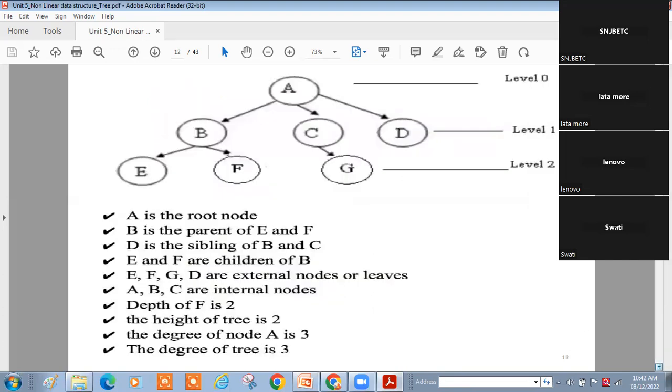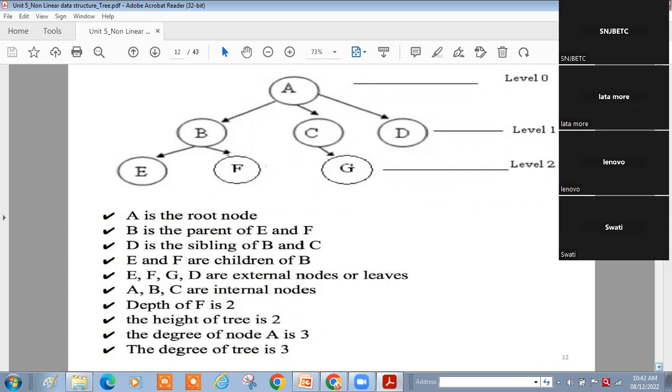So this is a more detailed example. Just an example is given. You can see this diagram. Now in this diagram, how many nodes are there? Yes, very good. So now you have 7 nodes. A is the root node kept at level 0. B, C, D are the children of A. G is the child of C. E and F are children of B.